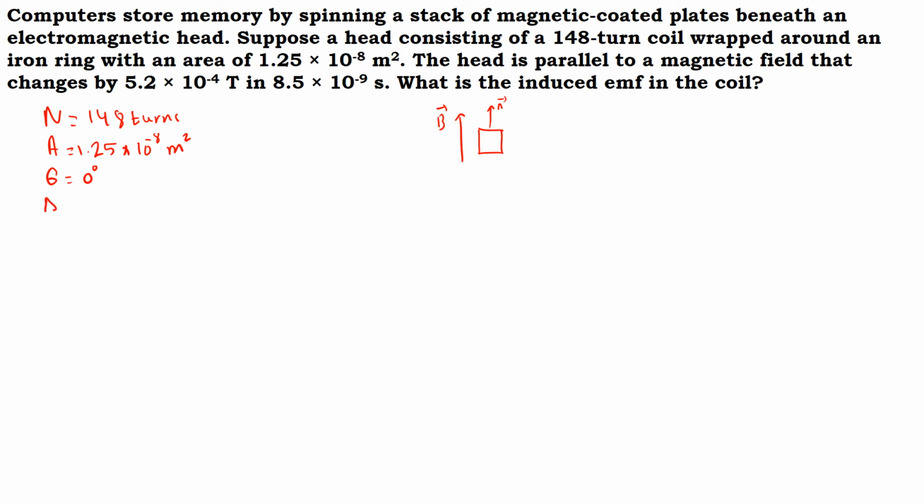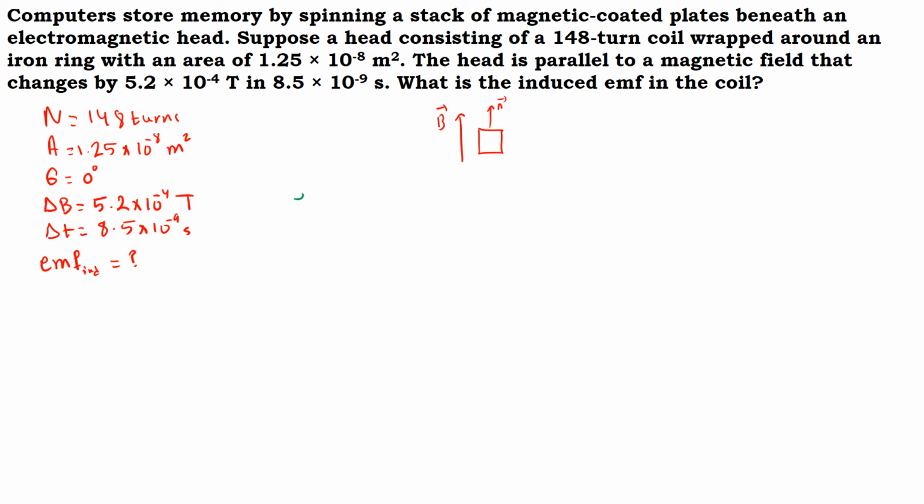The magnetic field changes by 5.2 times 10 to the power of negative 4 Tesla. Delta indicates the variation or a change in. This change happens in a time duration of 8.5 times 10 to the power of negative 9 seconds. What is the induced electromotive force? So we have to find the induced electromotive force in the coil.